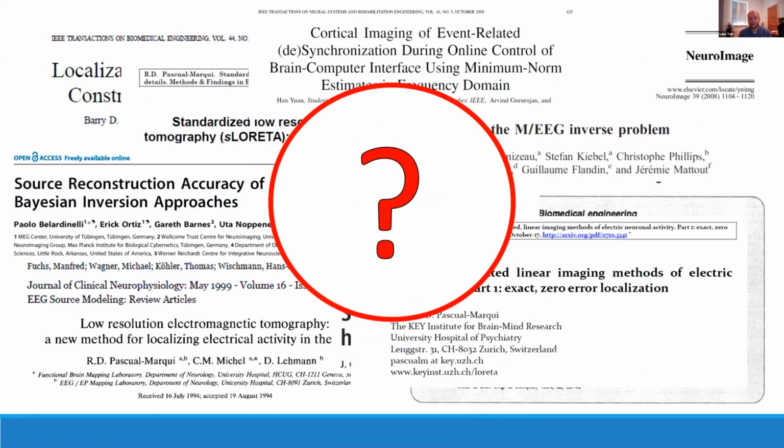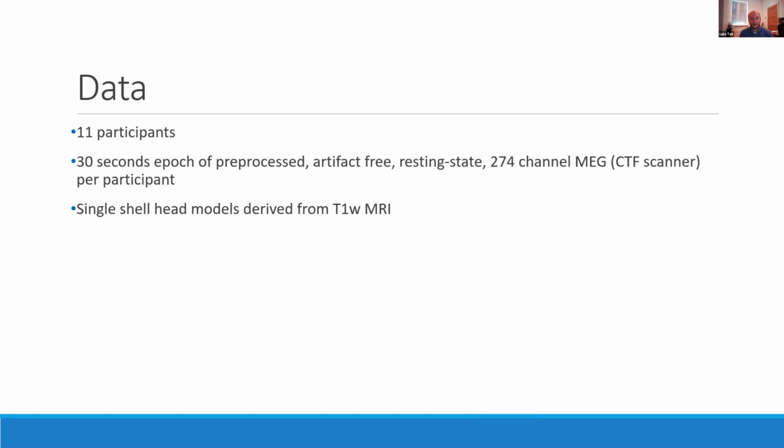Specifically for resting state MEG or single trial data, which is distributed across the cortex, with low signal to noise ratio compared to, for example, evoked potentials. To address this problem, we took 11 participants with 30 seconds epoch of pre-processed, artifact-free resting state MEG. We used a 274-channel CTF scanner for each participant. And for the forward model, we used a single shell head model derived from a T1 weighted MRI.